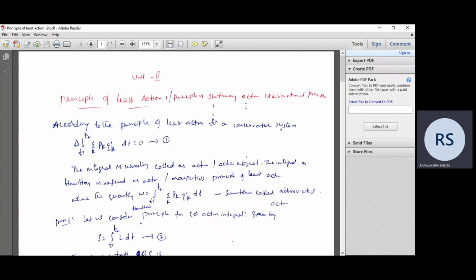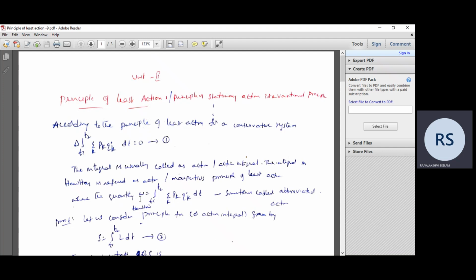That means when applied to the action of a mechanical system, it can be used to obtain the equations of motion for the system. Now, according to the principle of least action, for a conservative system, delta integral from t1 to t2 of sigma k pk qk dot dt equals 0. This is equation number 1. The integral is usually called the action or action integral. The integral in Hamilton's principle is referred to as action, or Maupertuis principle of least action.